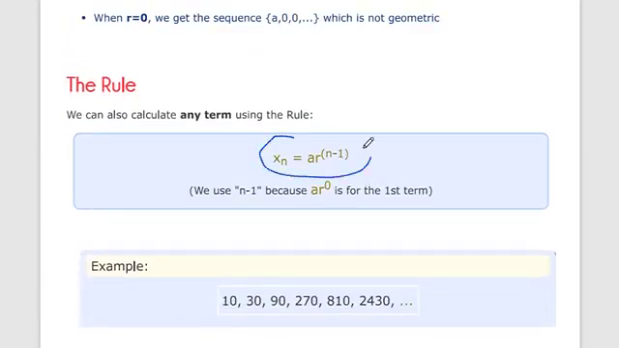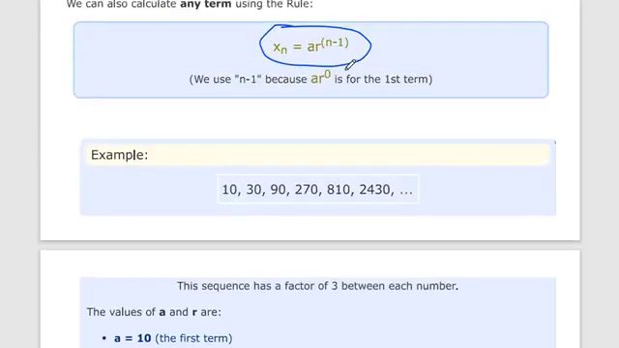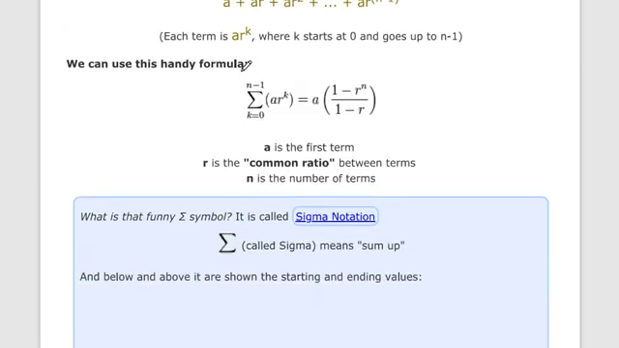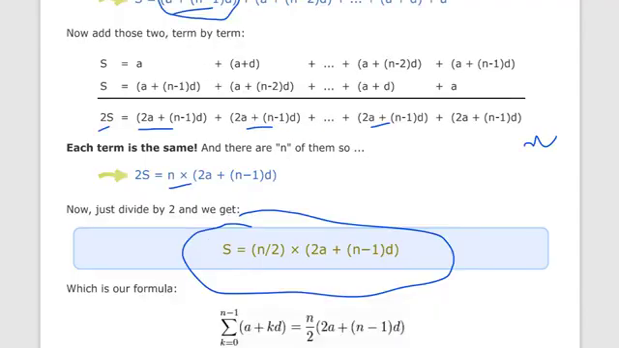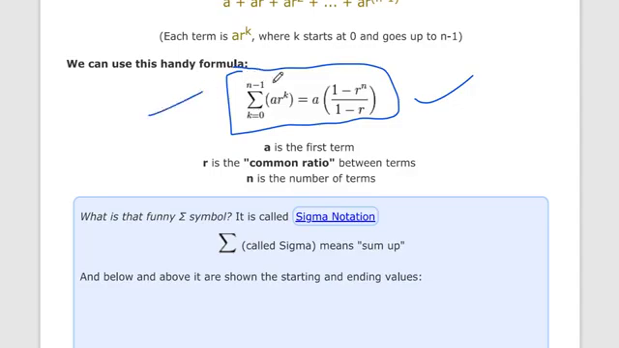Now this is the rule of a geometric sequence: ar^(n-1). We can get any term of any geometric sequence with the help of this formula. And now the summation of a geometric sequence. This is the formula for the summation of a geometric sequence, which says a times (1 minus r raised to n) divided by 1 minus r. You also have to remember this formula. In the exam, both types of questions will be asked: summation of an arithmetic sequence and summation of a geometric sequence also.